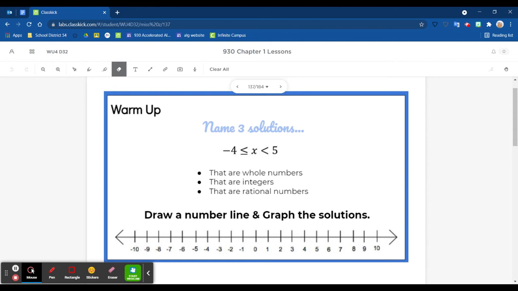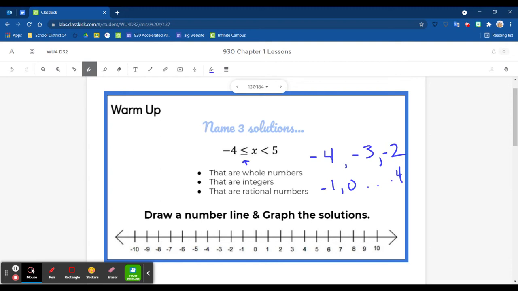They must be whole numbers, they must be integers, they must be rational. So we're talking about any whole numbers in between -4 and 5. Well, we do have that equal to symbol, so that does show me that I could have -4 be a solution. I could have -3, -2, -1, 0, right? We could go on and on up to 4. We can't have 5 as a solution because it's not equal to, right? So we could put any numbers in between those two.